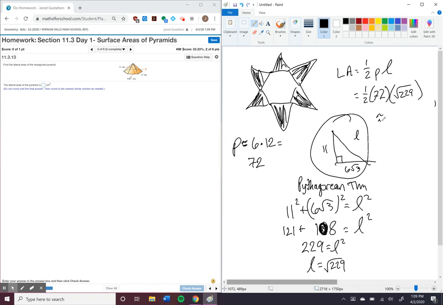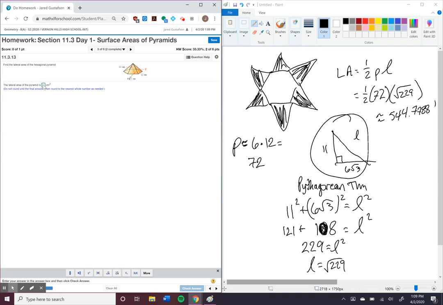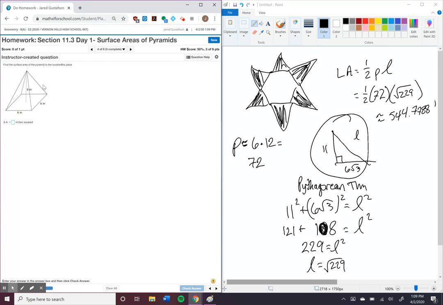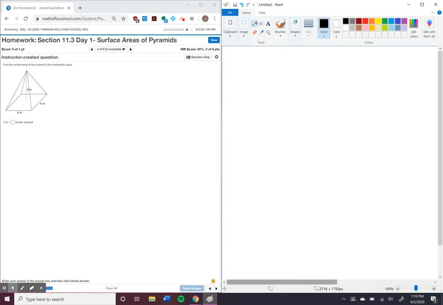I get about 544.7788. The problem wants us to round to the nearest whole number, so I think mine would be 545. So for this one, we needed to find the slant height, and almost every single time you're finding a slant height, you're probably going to have to use the Pythagorean theorem. So let's clear this and move on to the next one.